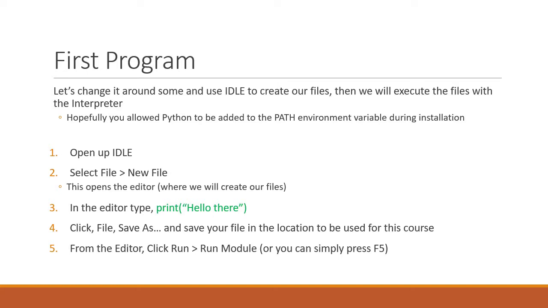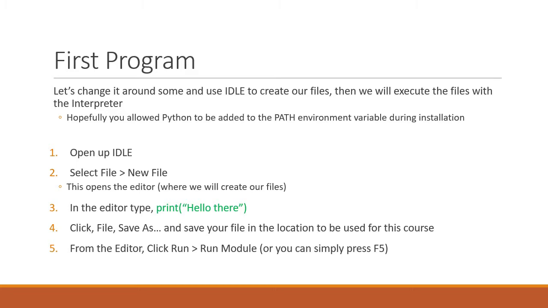Step number 3 here. We're going to type print, open parentheses, open our quotes, and we're going to type hello there. We already did hello world, right? So we're going to change it. We're going to say hello there, close off our quotes, close off our parentheses. Very important that you do that. Then we're going to save that, save it to that working directory that we're putting all of our Python files in. And then from the editor, we can click Run Module, or you can press F5 on the keyboard. So with that being said, let's open up IDLE and let's make this happen.